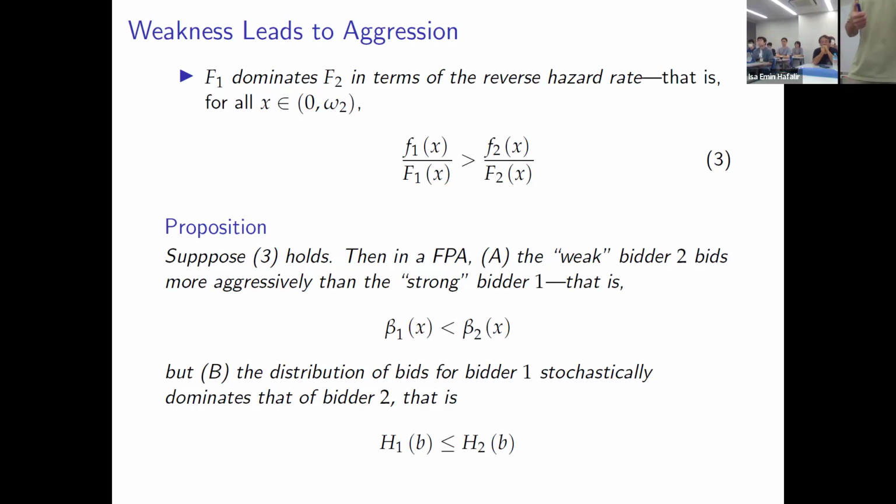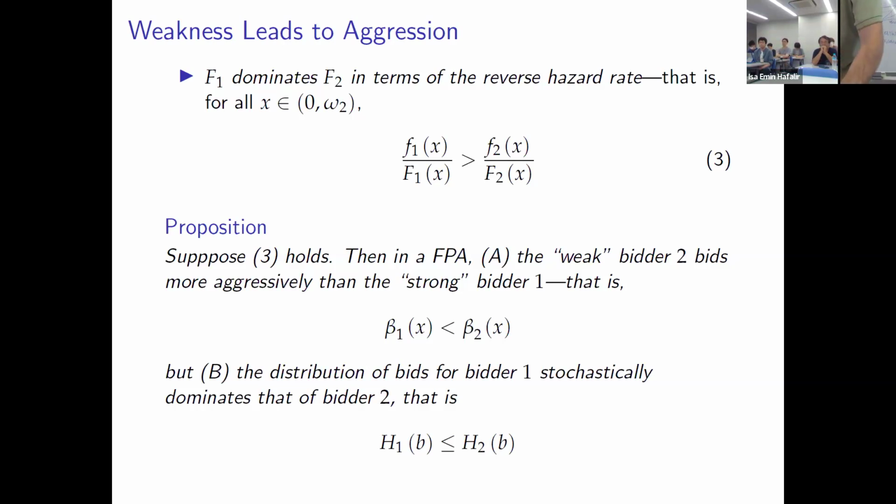So how can this be? Because although bidder 2 for the same value is bidding more than bidder 1, bidder 2 is less likely to get higher values, right? So if you look at the bid distribution, bidder 1's will be higher.